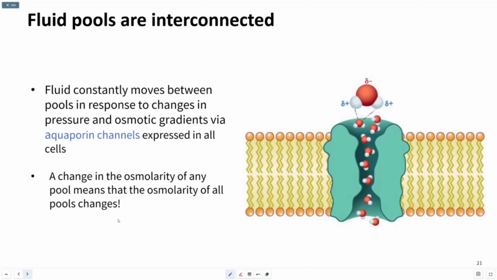The fluid pools are interconnected. The fluid constantly moves between pools in response to changes in pressure and osmotic gradients via unique water channels called aquaporin channels. These are expressed on different kinds of cells. A change in the osmolarity of any pool means that the osmolarity of the other pools also changes as well.